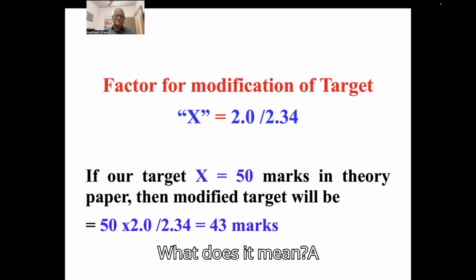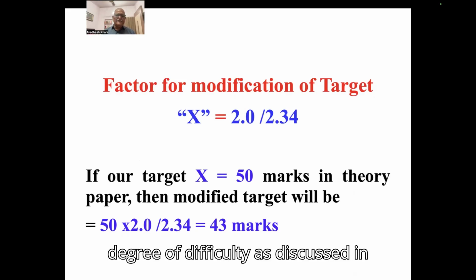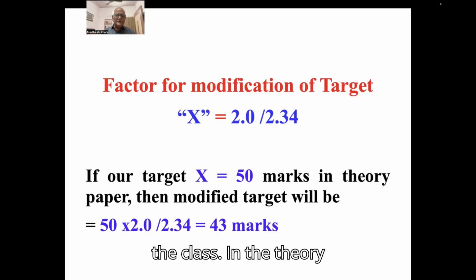What does it mean? A student who is supposed to get 50 marks in a normal question paper with degree of difficulty as discussed in the theory class will now get 43 marks. So therefore, our x value must be modified to 43 for calculating the CO attainment.